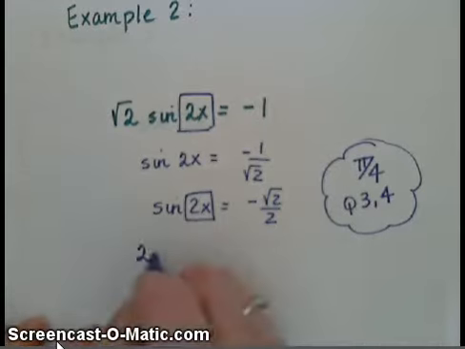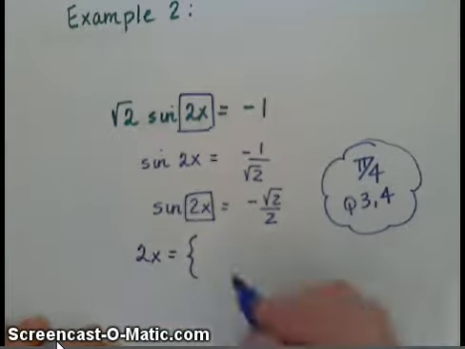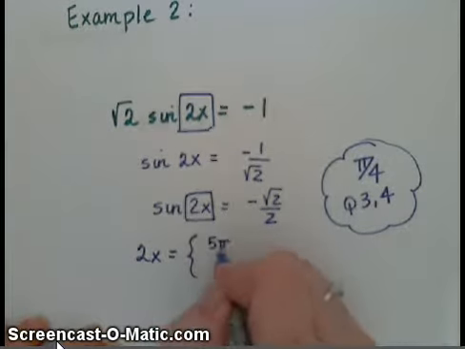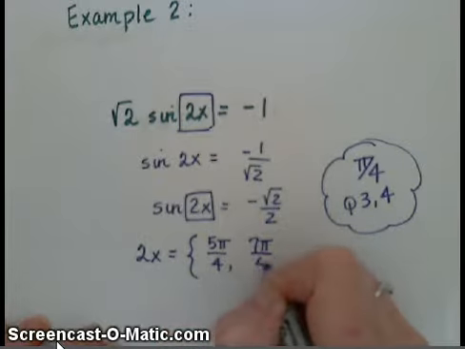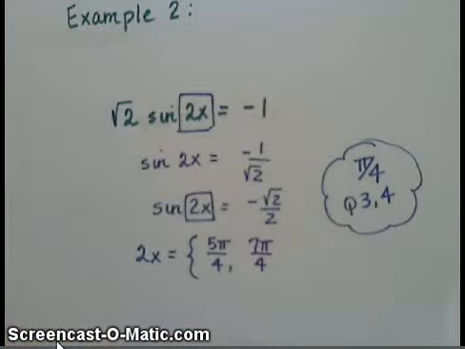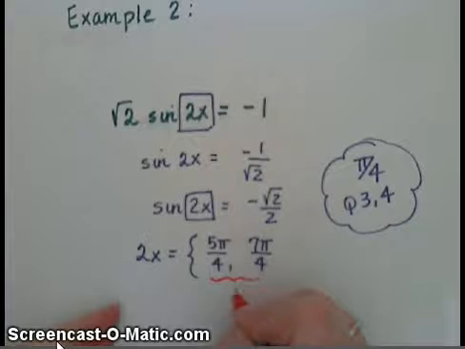We'll take care of that in a minute. Okay, so 2x would be pi over 4, in quadrant 3, which is 5 pi over 4, and in quadrant 4, which is 7 pi over 4. And this is the first time around.